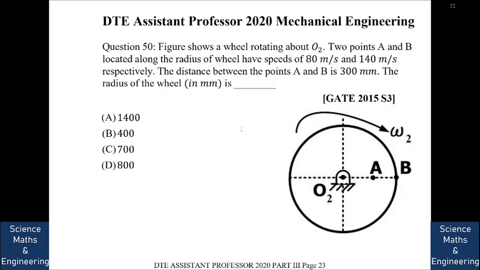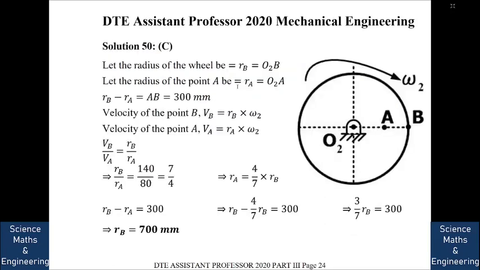Next, figure shows a wheel rotating about O2. 2 points A and B located along the radius of the wheel have speeds of 80 meter per second and 140 meter per second respectively. The distance between points A and point B is 300 millimeter. The radius of the wheel in millimeter is, the answer is, see, let the radius of the wheel RB is equal to O2B, and let the radius of the point A be O2A.